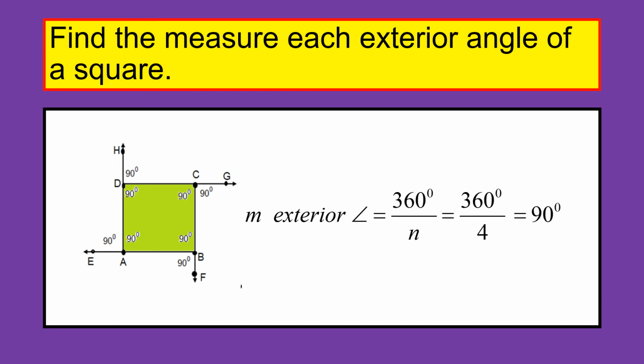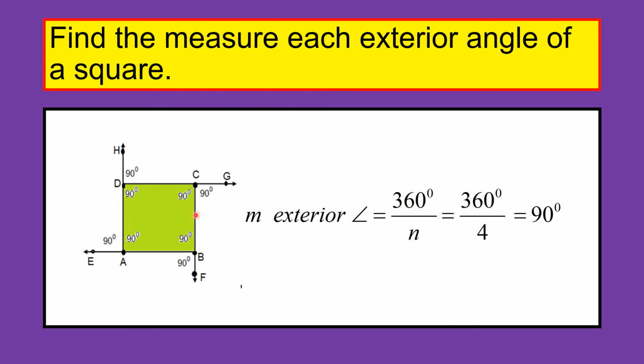We need to find the measure of each exterior angle of a square. The interior angle of the square is 90. Interior plus exterior equals 180. So if this is 90, the exterior is also 90. Now we'll be using a formula. The measure of an exterior angle equals 360 degrees divided by n.